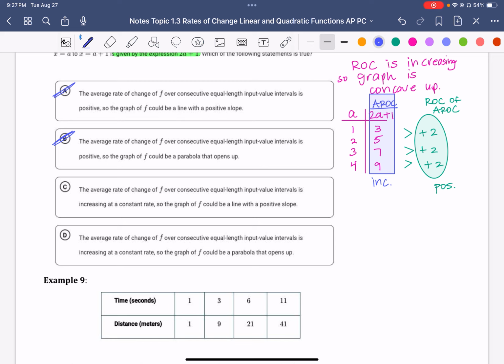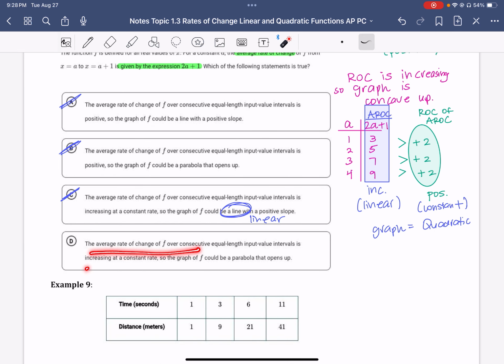The average rate of change is increasing at a constant rate. So the graph could be a line with a positive slope. Well, if you remember, the rate of change is linear and your rate of change is constant, then that means that the graph has to be quadratic. So in actuality, C could not be the answer, because they said it was going to be a line, which means this is for a linear function. Now, if you look at D, it says that the average rates of change are increasing, check, at a constant rate, check. So the parabola, we know that a parabola is a quadratic. So that means that D, as in dog, is the correct answer.